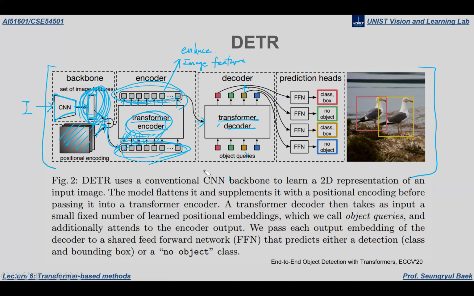Do you remember that, right? But in the image domain, this decoder is not working in a sequential way, but operates in parallel. That is a big difference from the NLP domain. These object queries are randomly initialized vectors.